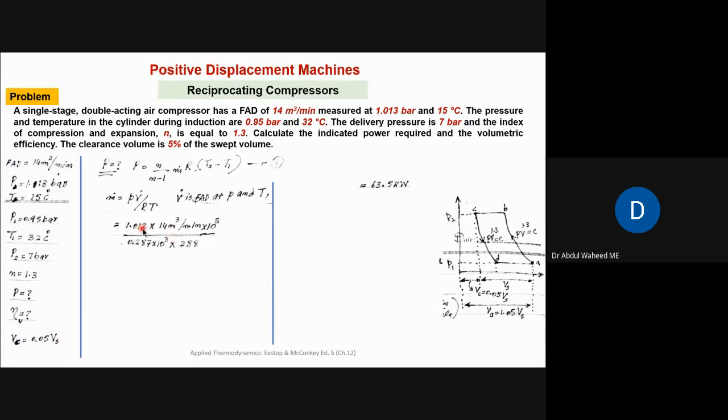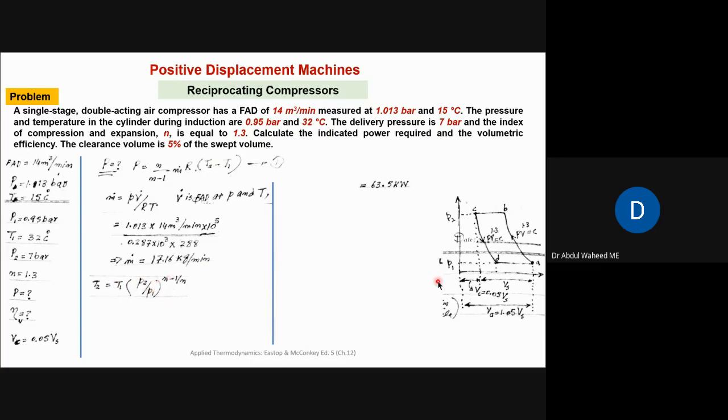So put the values: 1.013 bar into 10 to the power 5 pascals. That is V dot divided by 0.287 into 10 to the power 3, or 287, multiplied by 288 Kelvin. So this m dot corresponding to this free air delivery is 17.16 kilogram per minute. Now m dot is calculated. Next in this equation, we need to find out T2. So T2 is equal to T1 into P2 over P1 to the power n minus 1/n.